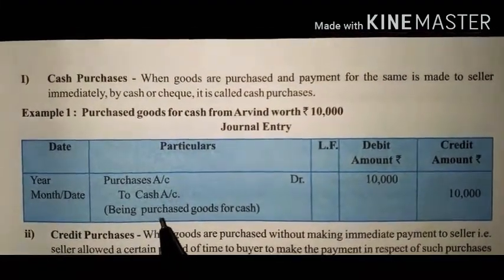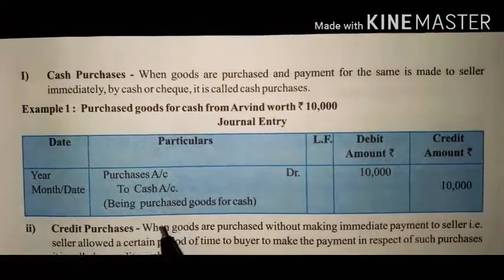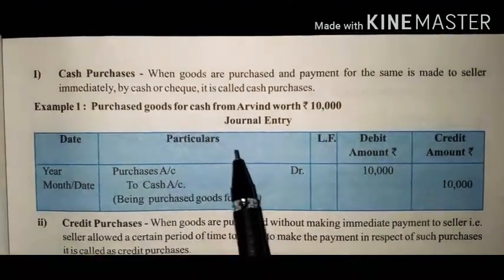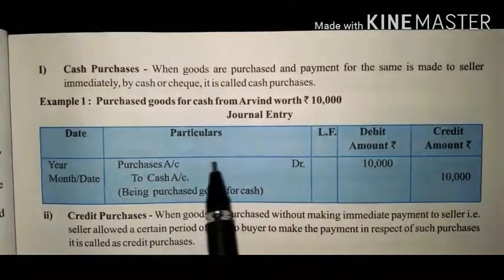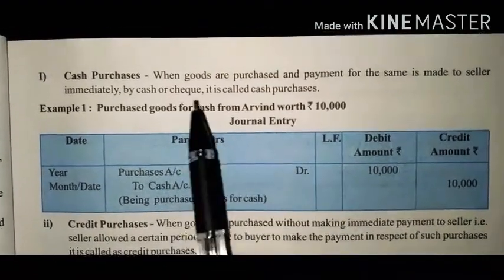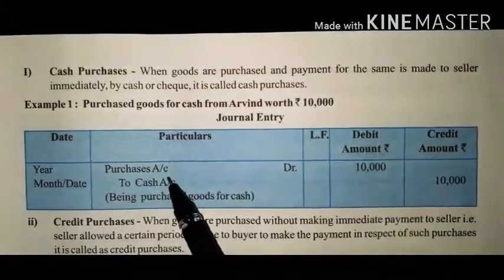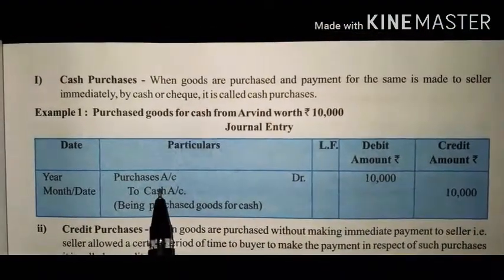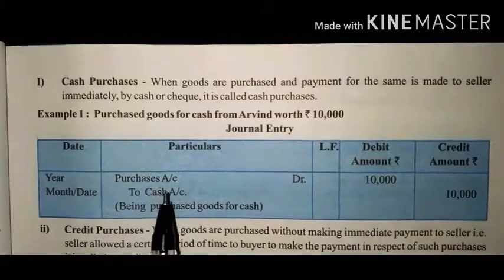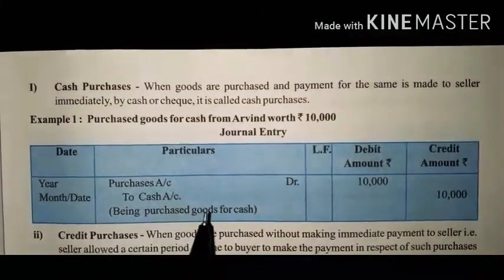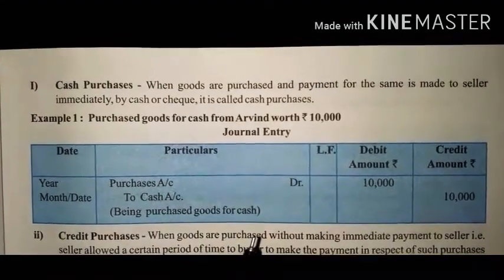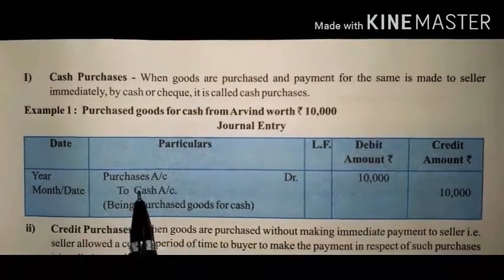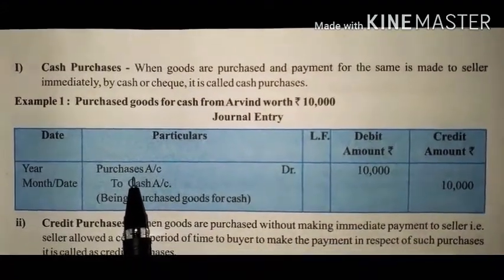In particulars you have to write the description of the transaction, what type of transaction is made. So here purchases is the transaction, so purchases account. Why purchases account? We have purchased goods from Arvind, that is why purchases account will be the first account affected over here. So this will be debited because we have purchased it. And purchases is which type of account? Obviously it is a nominal account, debit all expenses and losses. Since we have purchased goods, it will be a debit effect.